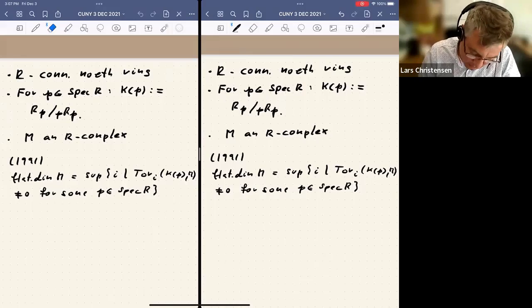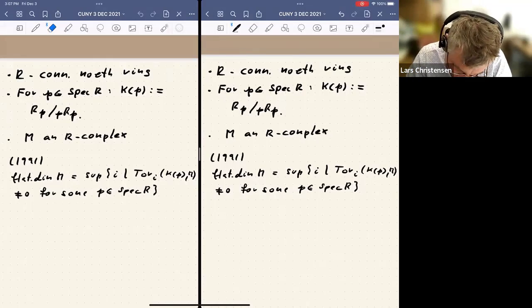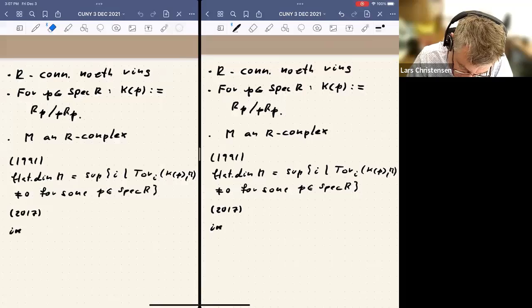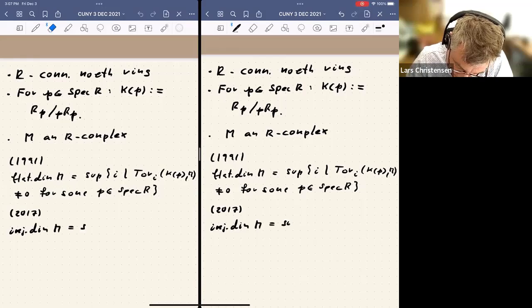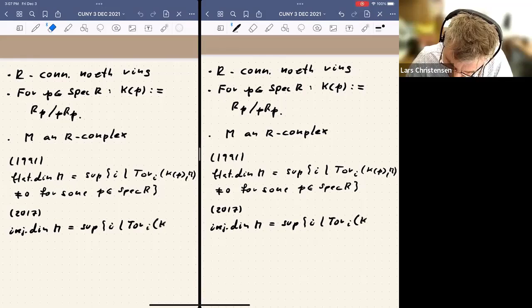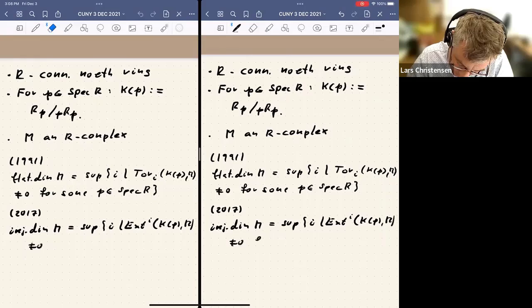And a parallel result that's actually only from 2017 says essentially the same thing, that the injective dimension of M is the largest i such that Ext i, not Tor, Ext, of kappa P and M is non-zero. This is joint work with Shrikant. There was something we did years ago.